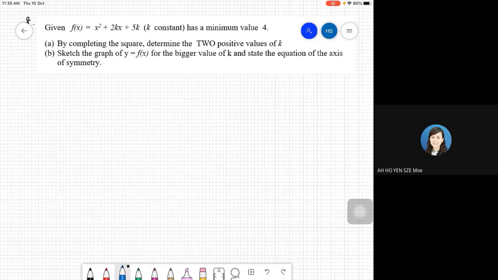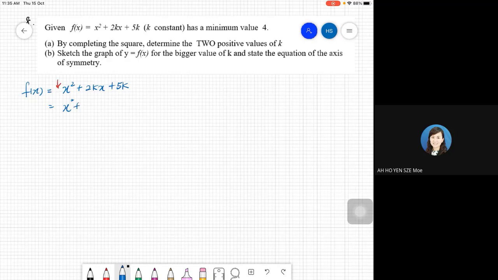Just follow the steps. f(x), we write back the function x squared plus 2kx plus 5k. What you need to do is to check the value of a. If the value of a is equal to 1, you can proceed to do the completing the square. If a is not equal to 1, then you need to factorize it. So this one, a is equal to 1, so it is easier.